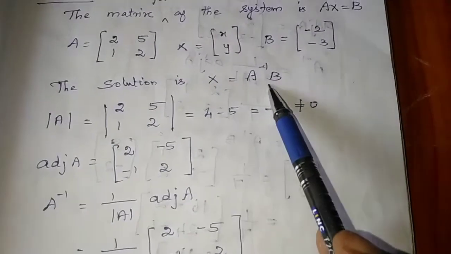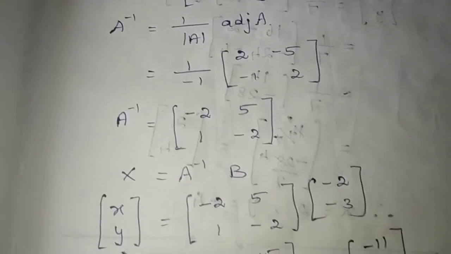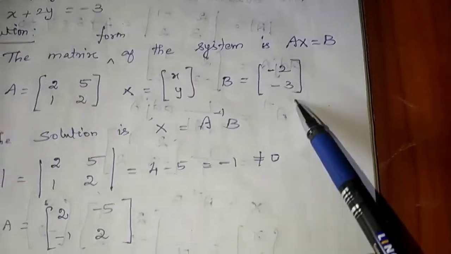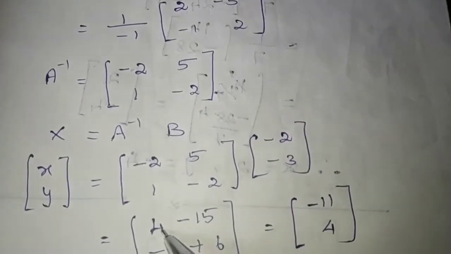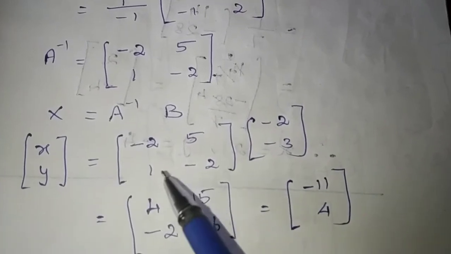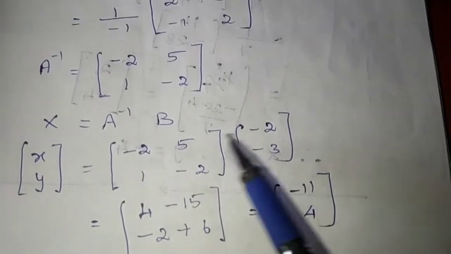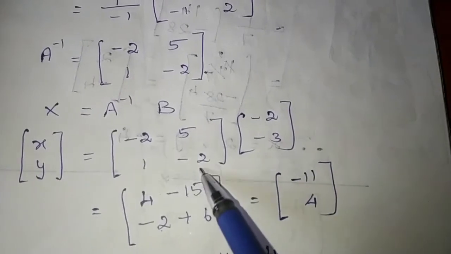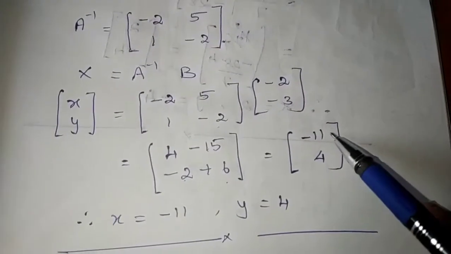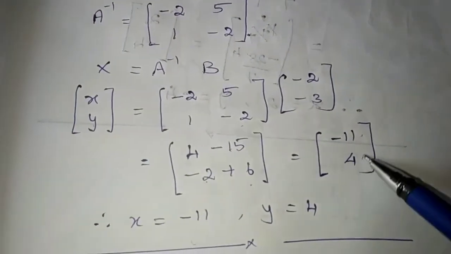The solution is X equal to A inverse B. X equals the unknowns x, y. Write the A inverse value. B equal to minus 2, minus 3. Now using the matrix multiplication method, simplify: minus 2 plus 4, 5 into minus 3, minus 15. Similarly, second row: 1 into minus 2, minus 2, minus 2 into minus 3 plus 6. Simplify: minus 11 plus 4. Therefore x equals minus 11, y equals 4.